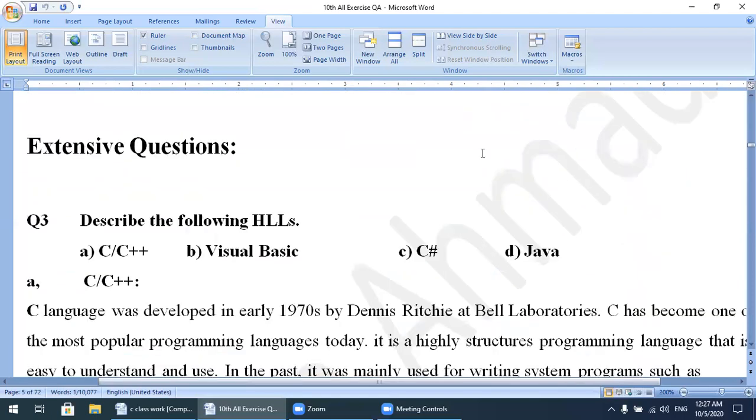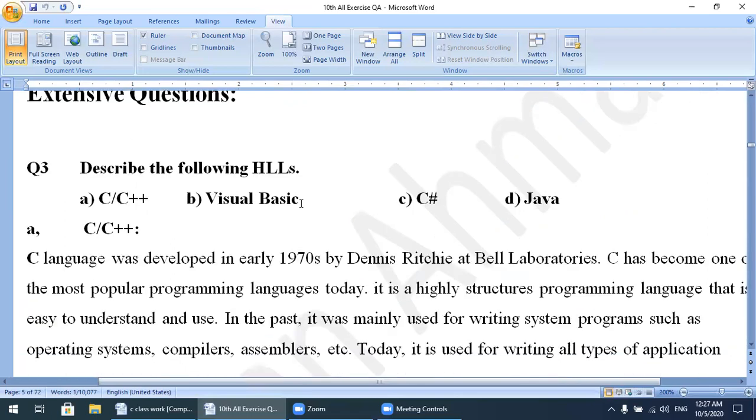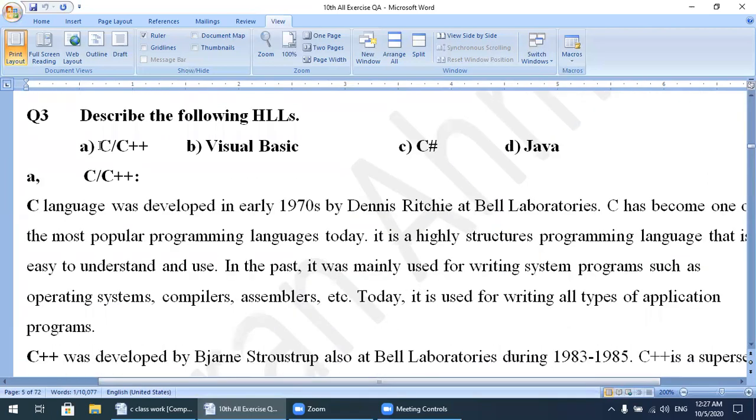Next, a long question is present. An extensive or long question: describe the following high level languages. C, C++, third is Visual Basic, and C hash, which is also known as C sharp. Next is Java. First of all, we will explain the C language, then C++, then Visual Basic, one by one. This one is an extensive, theoretical question.